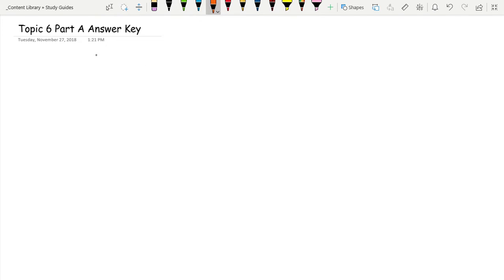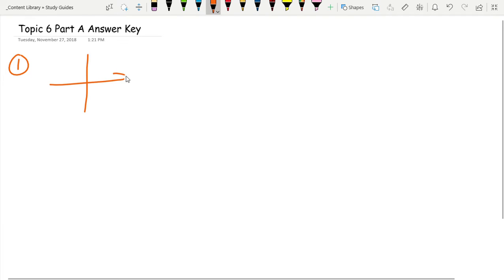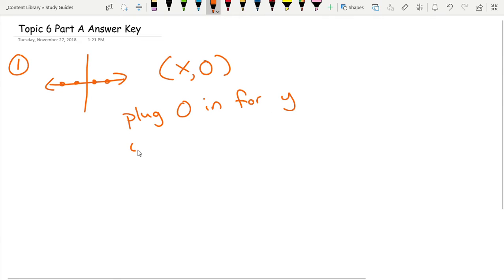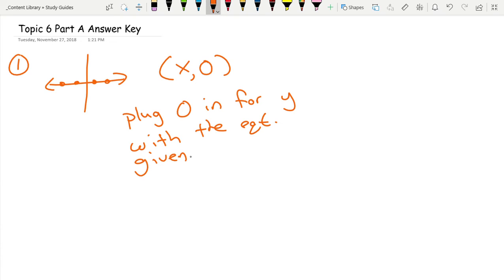So here we go. Number 1 says, how do you find an x-intercept? Well, x-intercepts are on the x line, which means every x-intercept has a y value of 0. So how do we find it? We plug 0 in for y with the equation given. And that's it. That's what we do every single time we want to find an x-intercept. We make the y equal to 0.